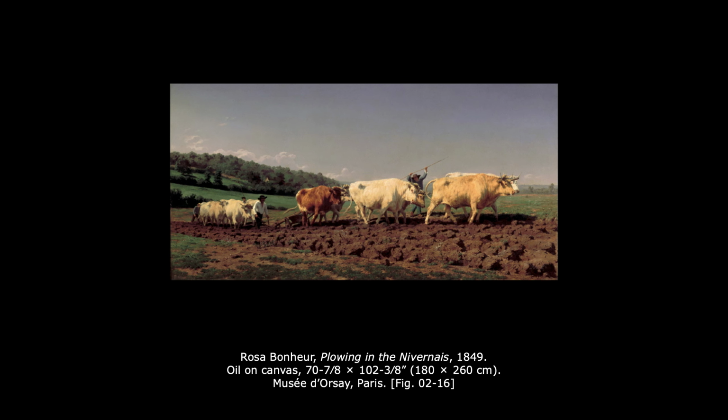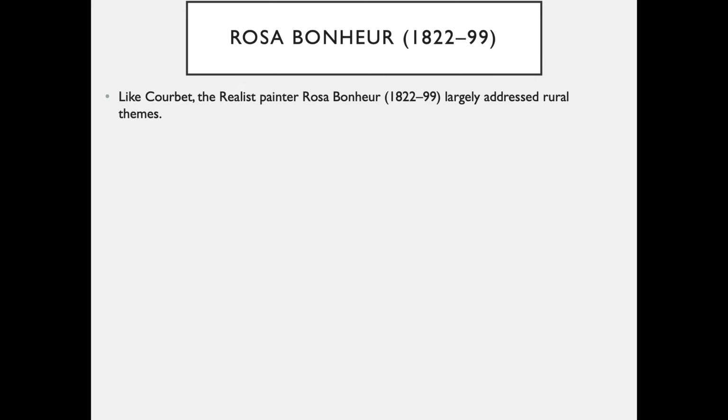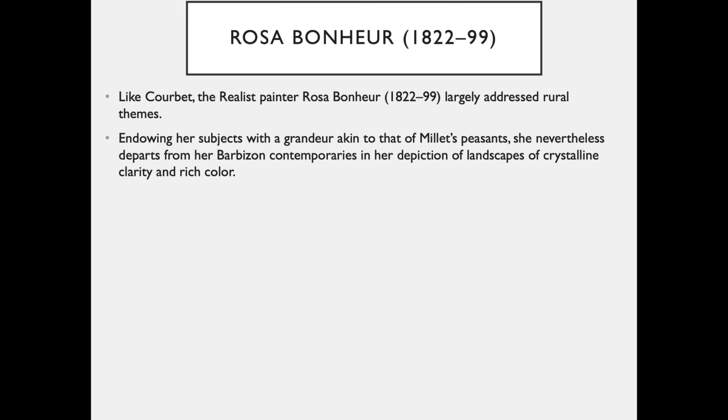Again, a very different kind of artist, Rosa Bonheur, painting the natural world, painting animals, known as an animal painter. And she lived from 1822 to 1899. Like Courbet, the realist painter Rosa Bonheur addressed largely rural themes, endowing her subjects with a grandeur akin to that of Millet's peasants. She nevertheless departs from her Barbizon contemporaries, so other landscape painters.